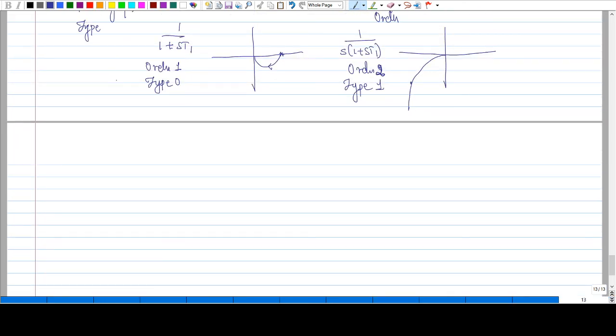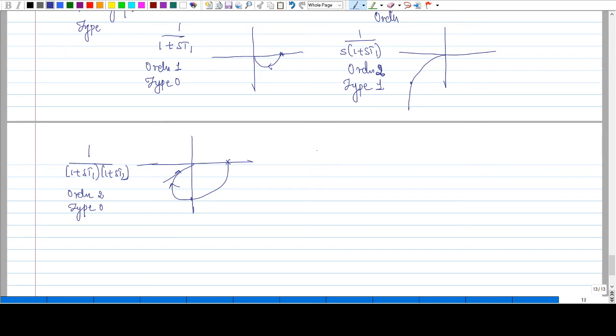Similarly, if I have 1 divided by 1 plus sT1, 1 plus sT2, this is an order 2 type 0 system. A type 0 system will again start from here, but it is order 2, so it will go in this way. Your polar plot will be in this direction. To find out this point, you need to apply the previous method that we have followed. From that method, we can get this point.